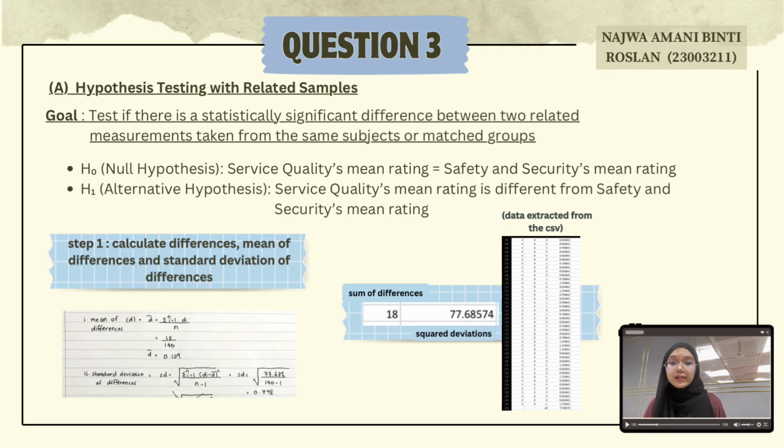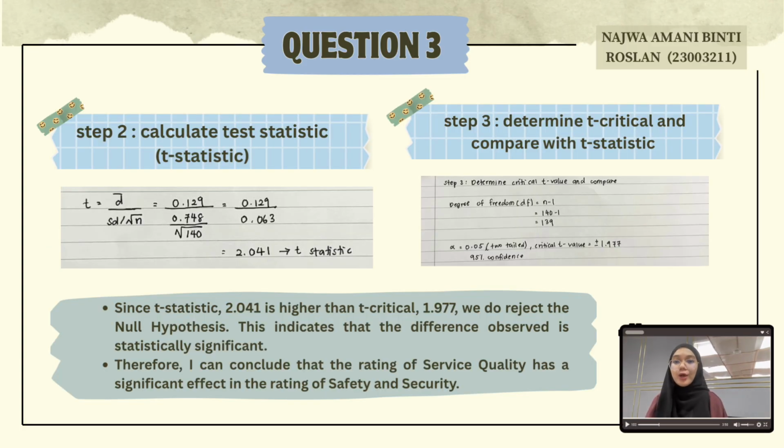Firstly, we need to calculate the differences, mean of differences, and standard deviation of differences using the database given. So for the mean, it's 0.129, while for the standard deviation, we got 0.748. Secondly, we need to calculate these statistics as well as determine the t-critical so that we can straight away compare both of them. For the t-statistic, we got 2.041, meanwhile the t-critical would be 1.977.